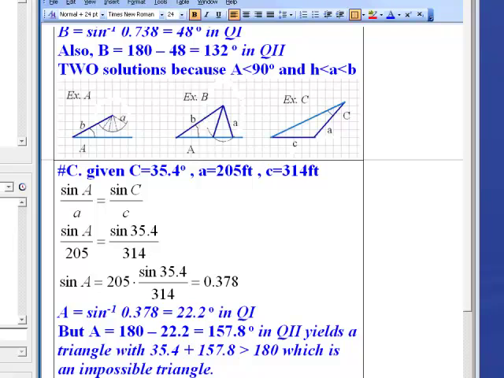One solution in this case, because the side C actually turned out to be larger than the side A, unlike the last example where it was the other way around. The side A was larger than C. Okay, with that one, I'm going to wrap up this ambiguous case, and I have just a small number of problems left.